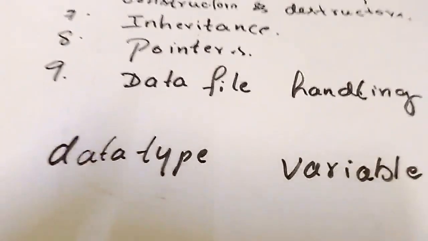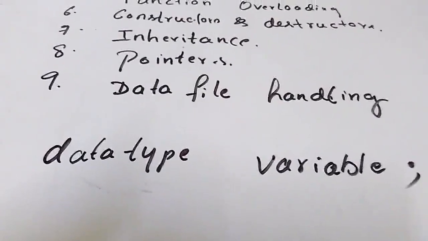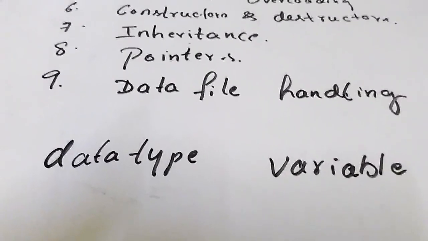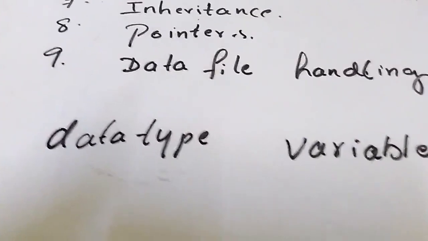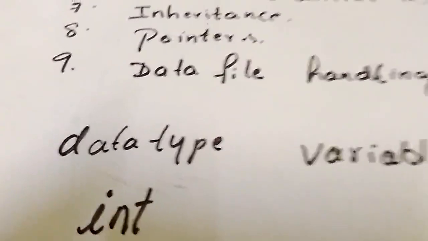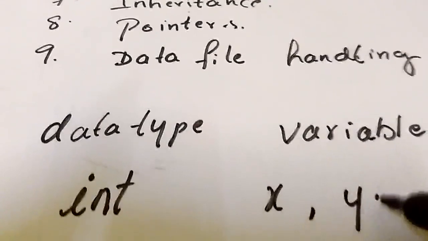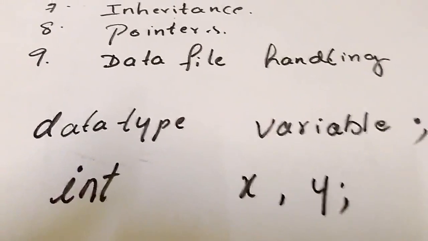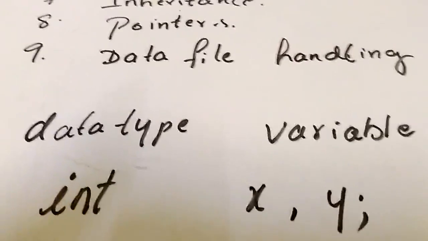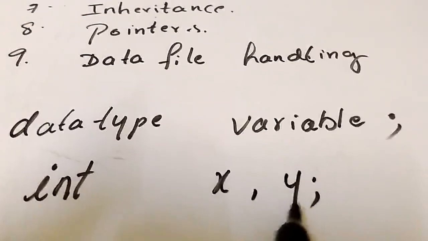For example, if you consider the sum of two integers program, two memory locations are required to store these two values. Then how to reserve memory? What type of data are you giving? Integer. So there is a keyword called int. It is an inbuilt data type. int x, y. See, I'm going to reserve two memory locations, and those two memory locations store two integers. I'm giving the names. These are all called identifiers.